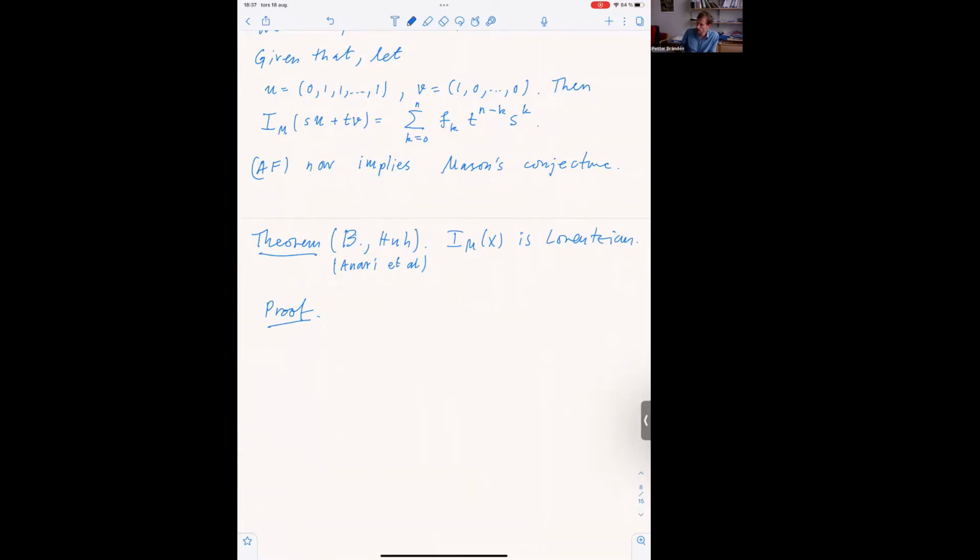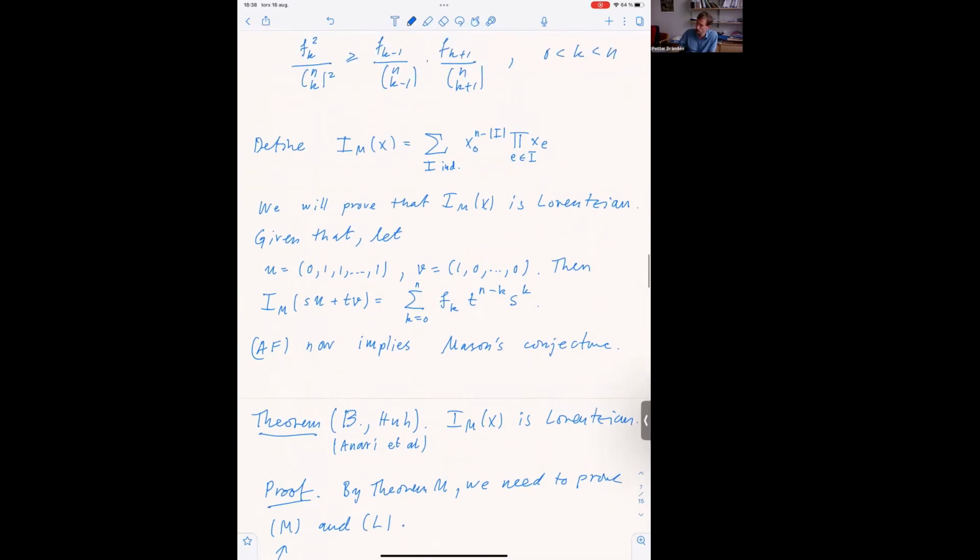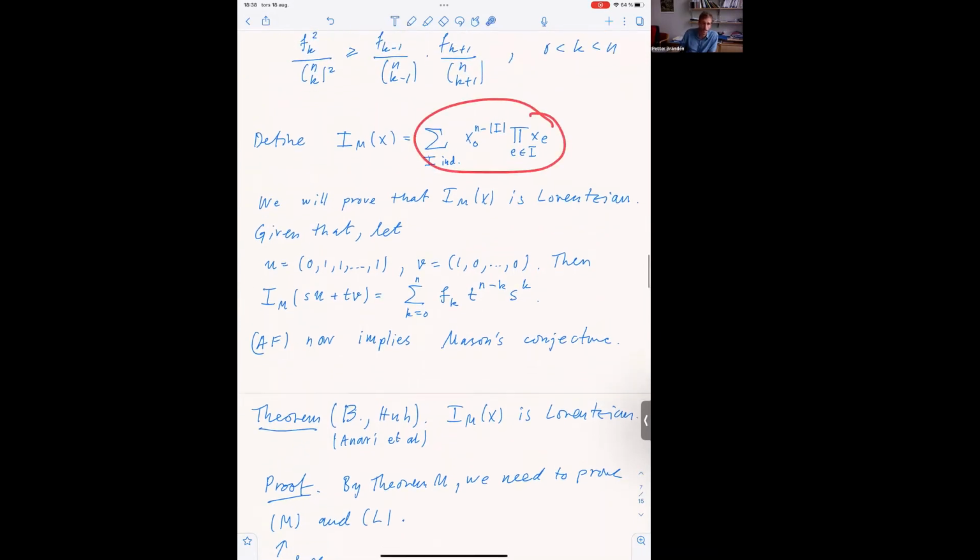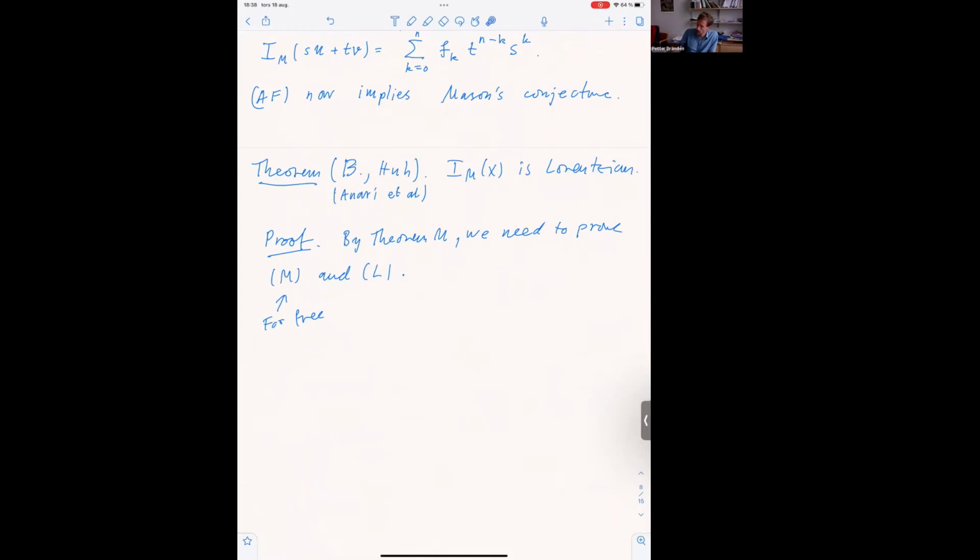So again, we need to prove by this characterization. We need to prove this M-convexity and this Lorentzian property. And again, this is for free, because it's easy to see that the support of this, since this is a matroid polynomial, is indeed convex. So we're going to prove this.